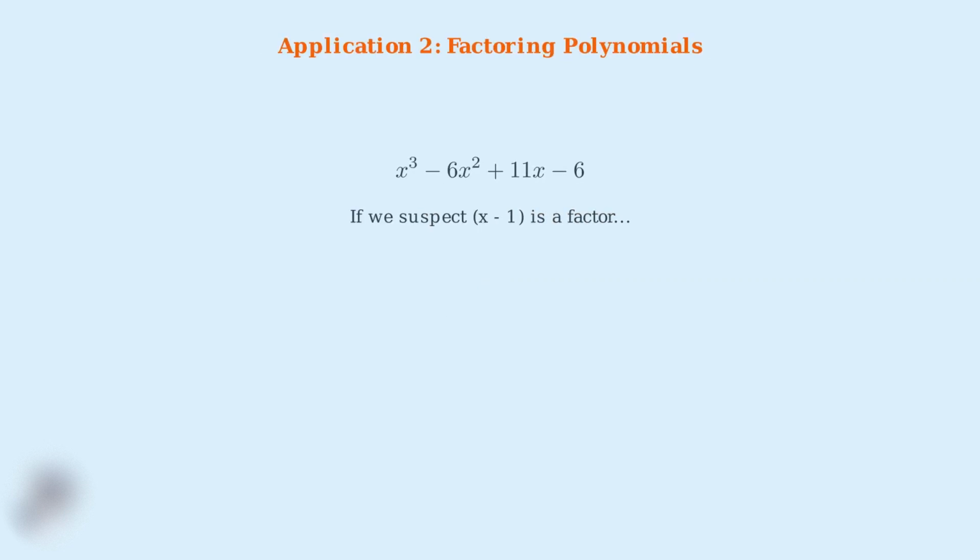The second application is factoring polynomials. If we suspect that a polynomial has a particular factor, we can use polynomial division to test this and find the remaining factors. We divide the polynomial by our suspected factor. If the remainder is 0, then we've confirmed it's a factor and found the other factors in the quotient.